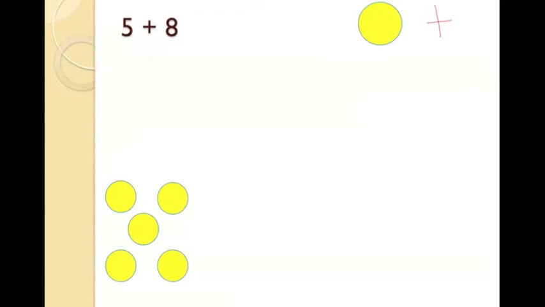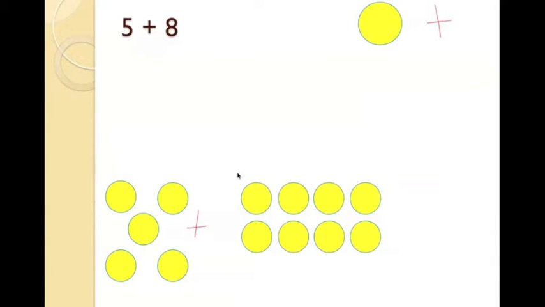So here's my positive 5 right here. And what we're going to do is we are going to add a positive 8. So I'm going to use 8 counters to show 8. So really what this is representing right here is I have 5 positive counters and 8 positive counters. Together, all we have to do is add how many we have all together. 1, 2, 3, 4, 5, 6, 7, 8, 9, 10, 11, 12, 13. So 5 plus 8 is 13.